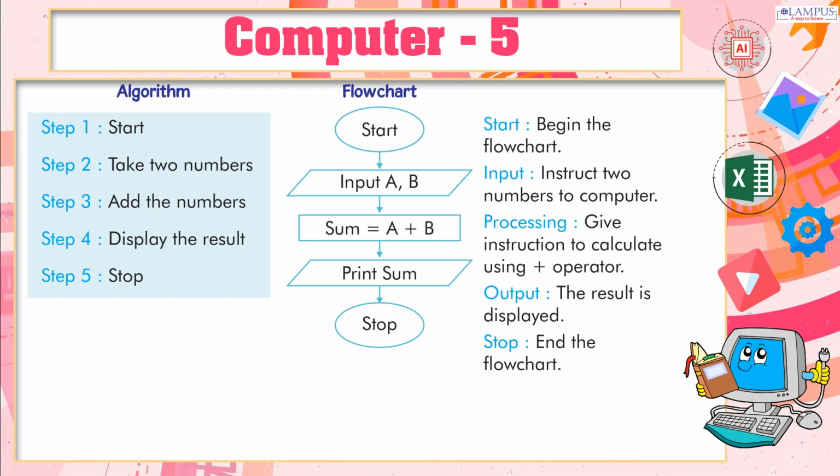Input A, B. Sum equals A plus B. Print sum. Stop. Start. Begin the flowchart. Input. Instruct two numbers to the computer.